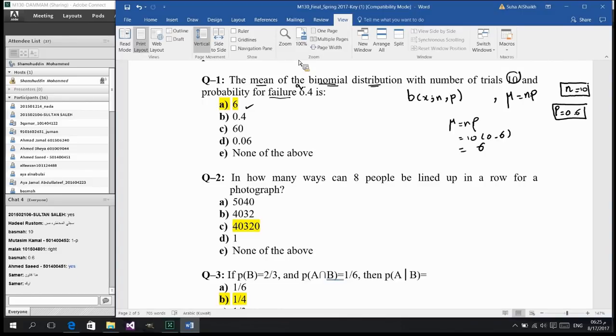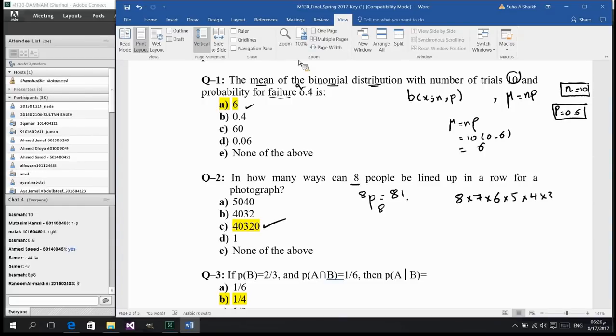Now in 2, in how many ways can 8 people be lined up in a row for a photograph? And the 8 people, they are lining up for a photograph. So 8 lining in 8 places, this is a permutation. This is factorial 8, or we can say a permutation 8 exactly. The result is 40320. I have 8 people lining up in one row. The first place 8, the second place 7, the third place 6, 5, 4, 3, 2, and 1. An easy thing.